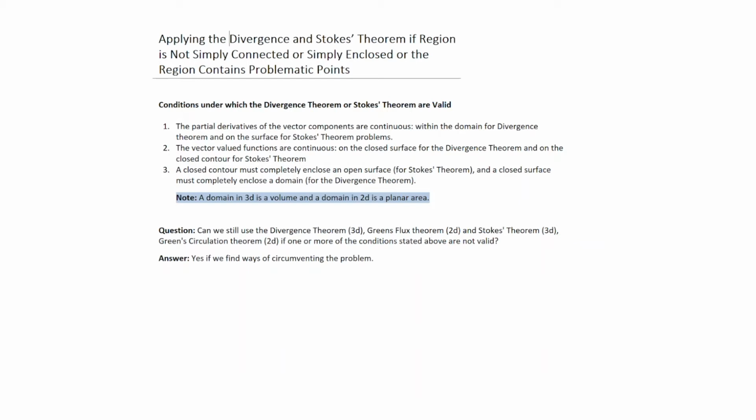Can we still use the divergence theorem, 3D, Green's flux theorem, 2D, Stokes' theorem, 3D, and Green's circulation theorem, 2D, if one or more of the conditions stated above are not valid? And the answer is yes, but we'll have to find ways of circumventing the problem so that the new problem is one in which all the conditions above are satisfied.